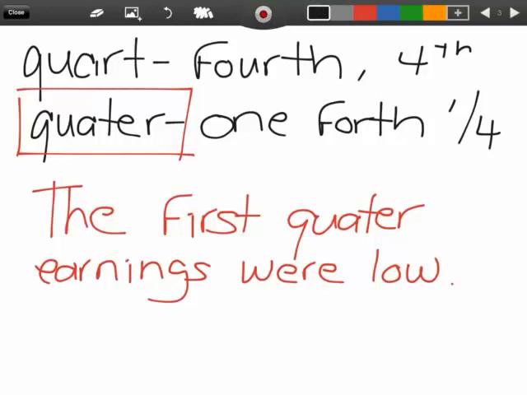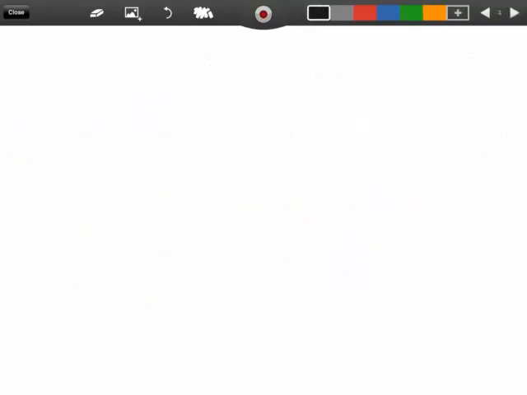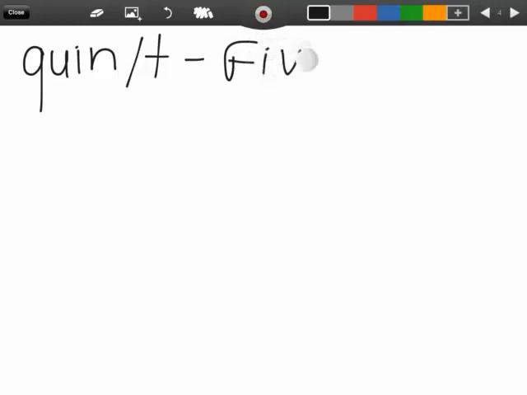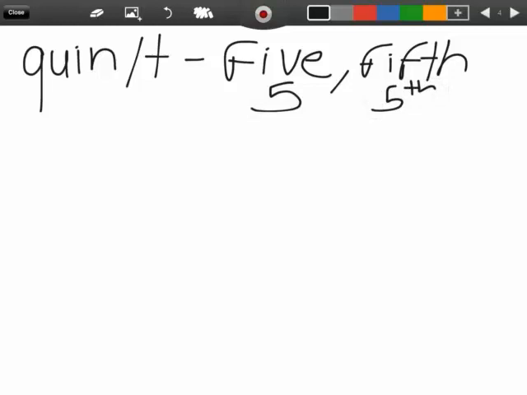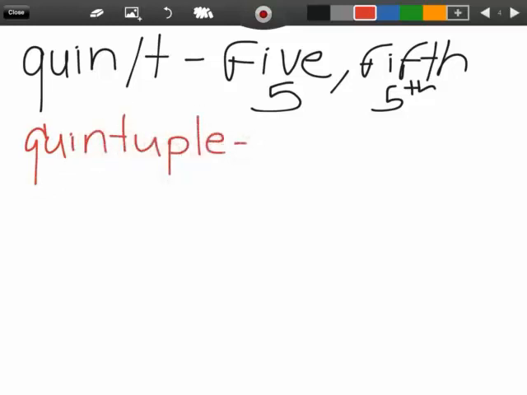Moving on to our next root is quint, meaning 5 or fifth. I'm going to go ahead and give you an example word. I'm going to say quintuple, and that means fivefold.